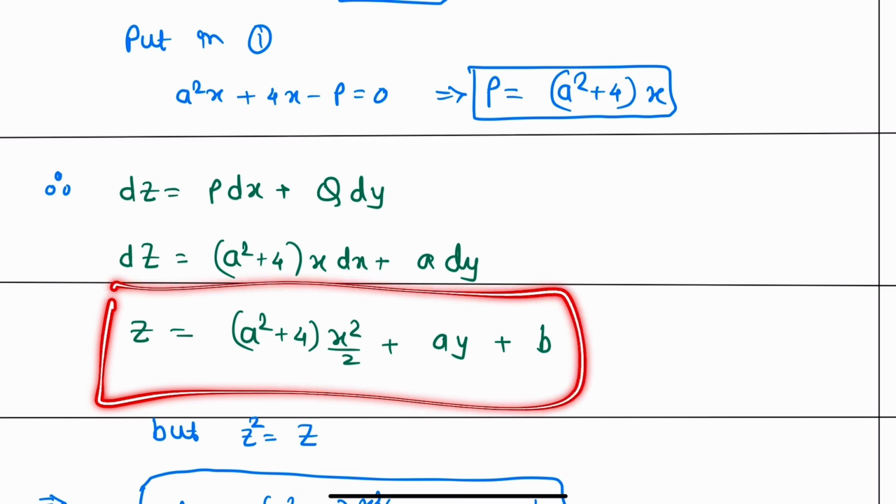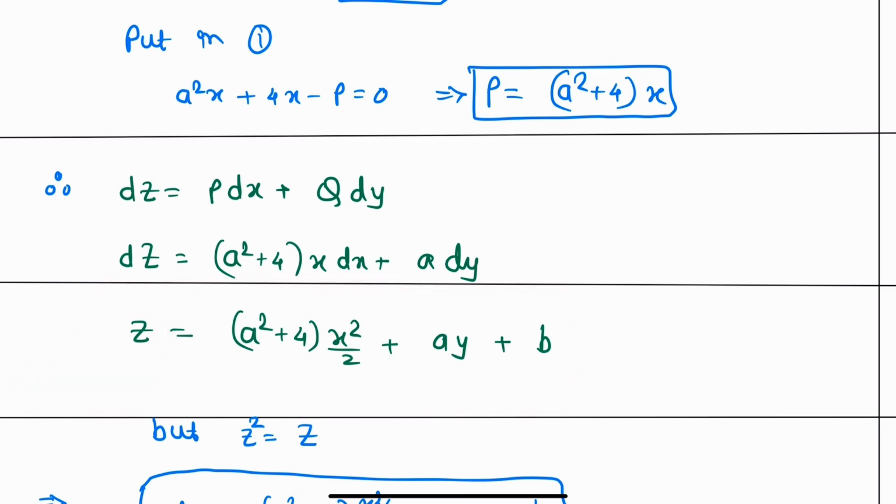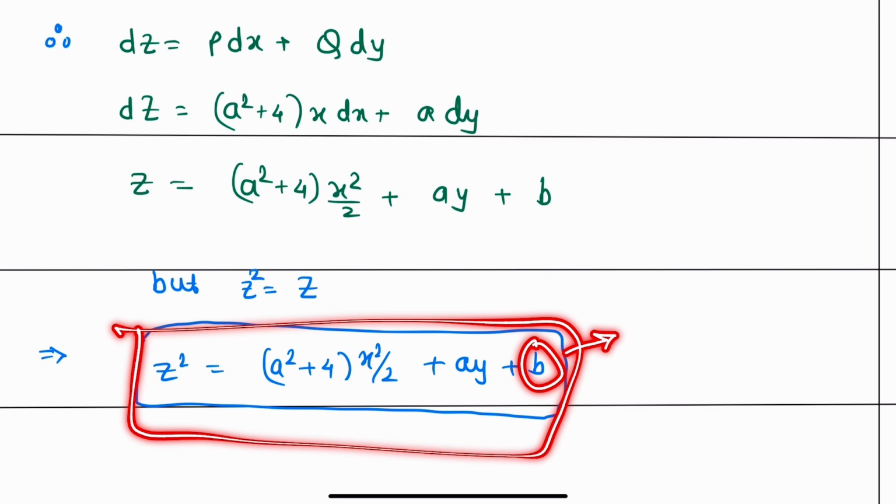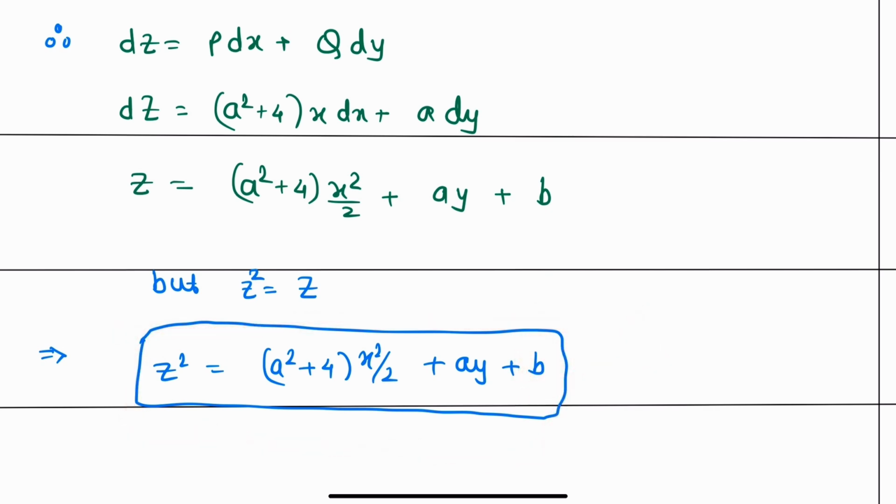Now this particular z is our capital Z. But our actual answer we will get when we replace this capital Z with small z, which was z square. So replacing it back, we get z square equals a square plus 4 into x square by 2 plus ay plus b. This is our final answer, where b is another constant. Okay, thank you.